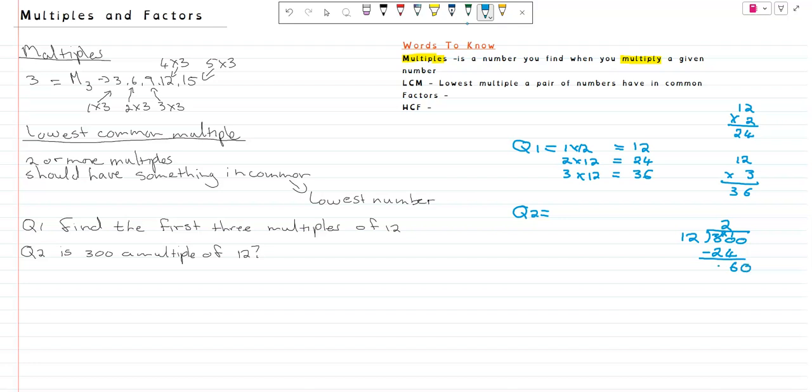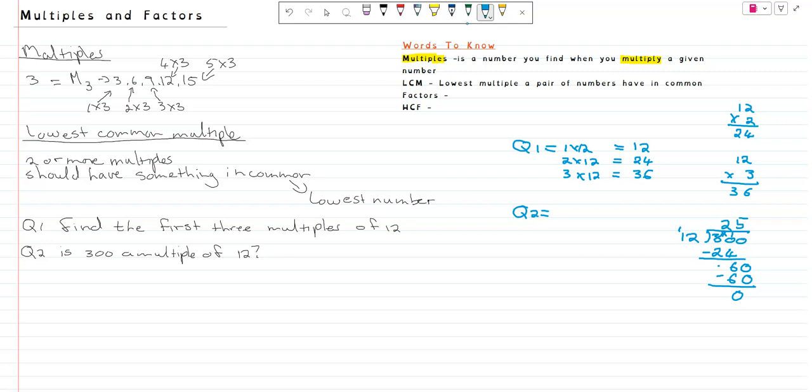Carry down the 0. 12 goes into 60. How many times? 5 times. Okay, so we have it 5 times. 5 times 2 gives us 10. 5 times 1 gives us 5, plus 1 gives us 6, and we subtract and we get 0. So our answer here is 25.